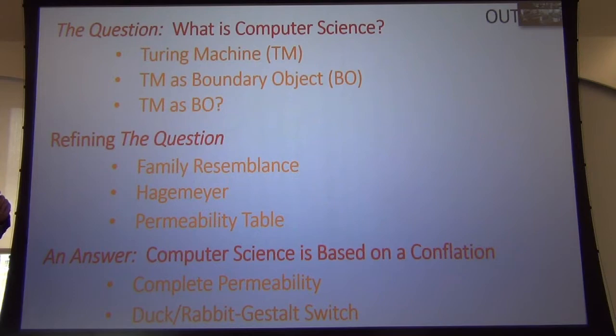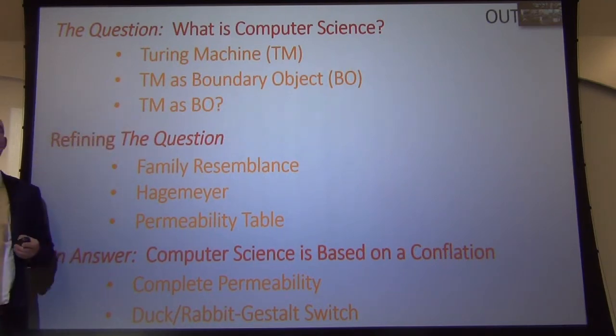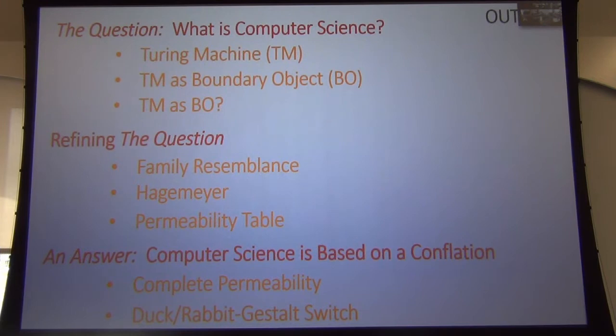But to start off with, I'm going to introduce the concept of a Turing machine very briefly, and then try to, in socio-technical terms, argue that the Turing machine is a boundary object. And if I succeed in that, then in the third point here, I'm going to try to argue that the Turing machine is not a boundary object.